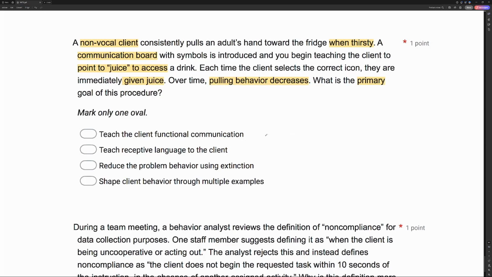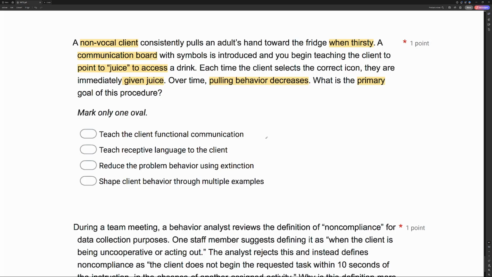A, teach the client functional communication. Yeah, I would say so. We've got a non-vocal client who is not using the correct way or the best way to communicate given their skills. And so we're going to teach them a different way to communicate.